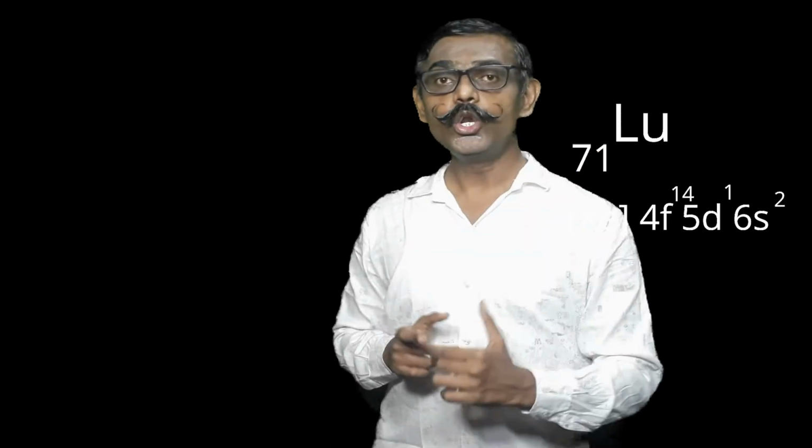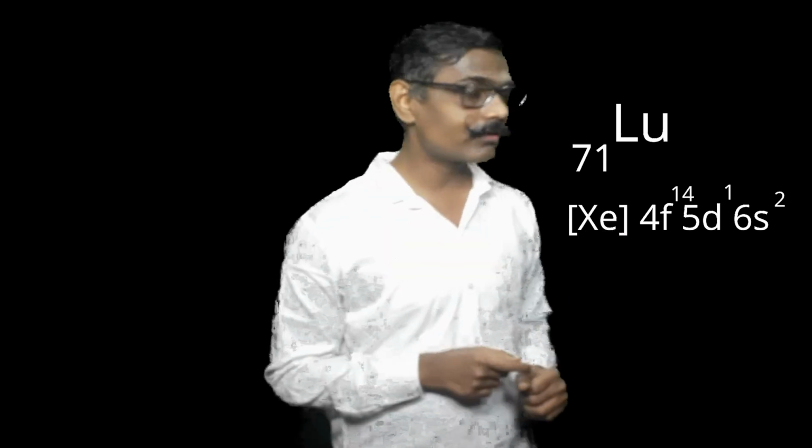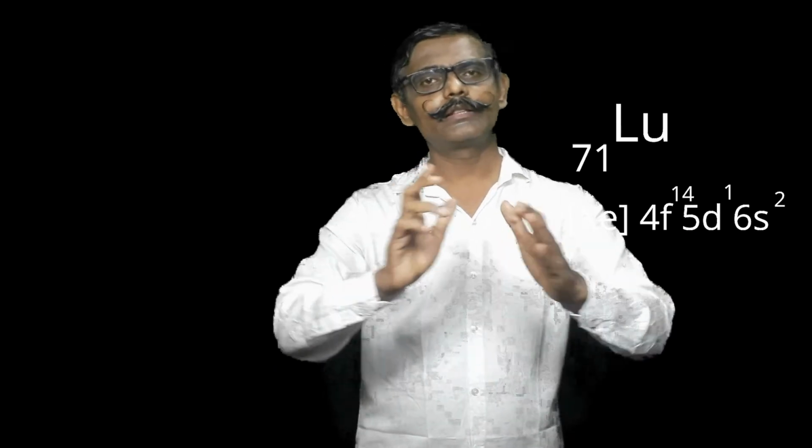Now last element, lutetium. What is its electronic configuration? Xenon 4f14 5d1 6s2. How can you remember this observed electronic configuration? Previously, what was the rule we applied? In that, one change is there. Instead of 57, you have to subtract 56, and those many electrons will be there in f orbital. What is our rule? Atomic number minus 56. Those many electrons in 4f orbital, 5d no electron, and 6s 2 electrons will be there.